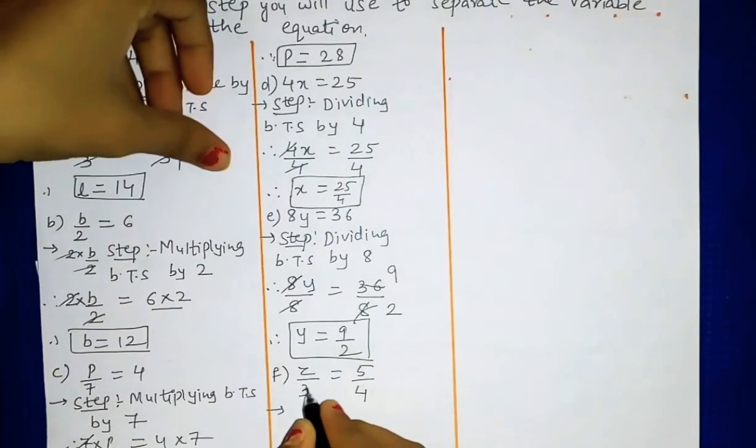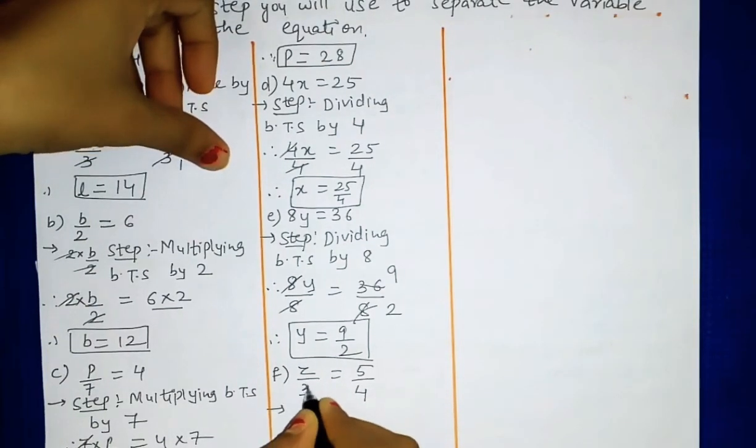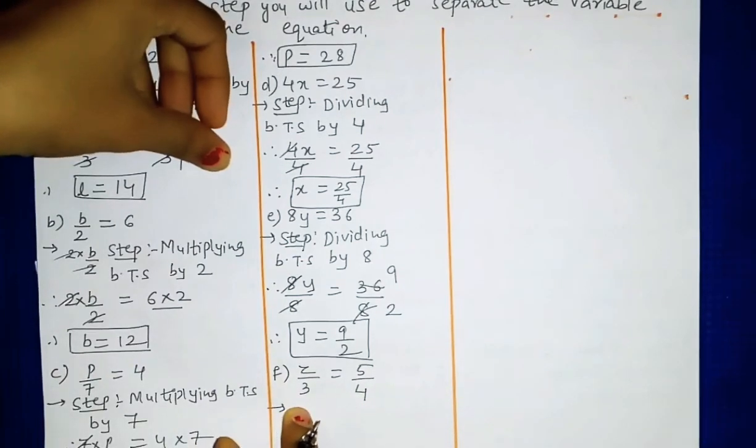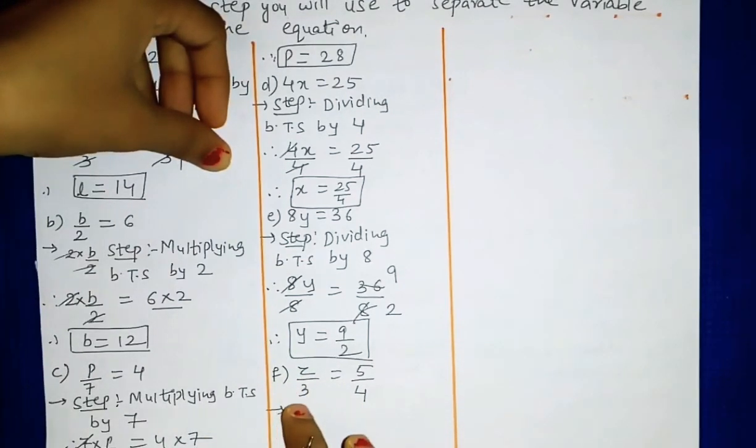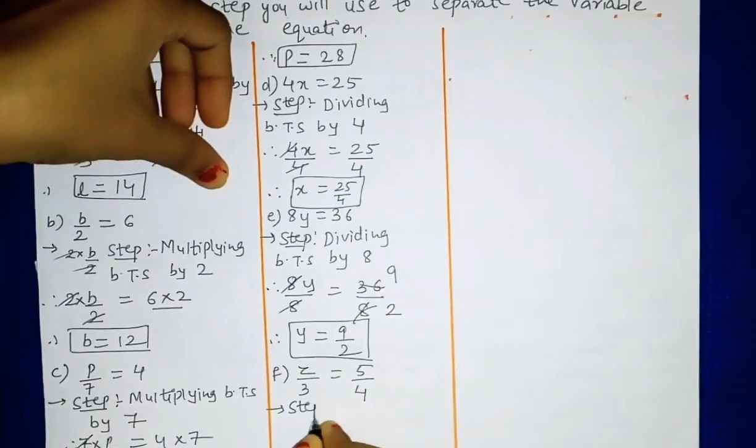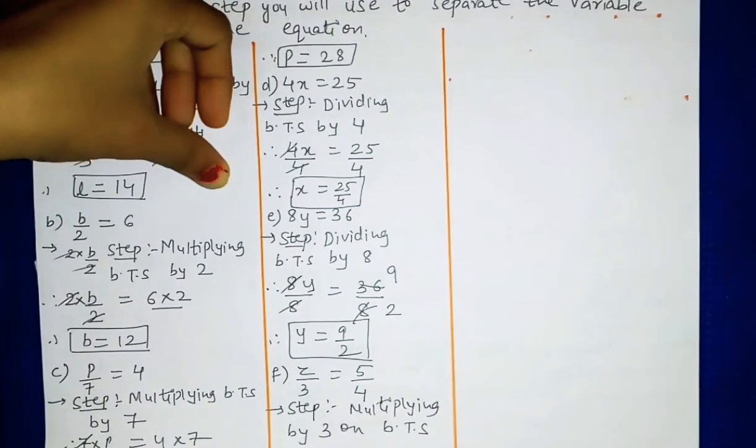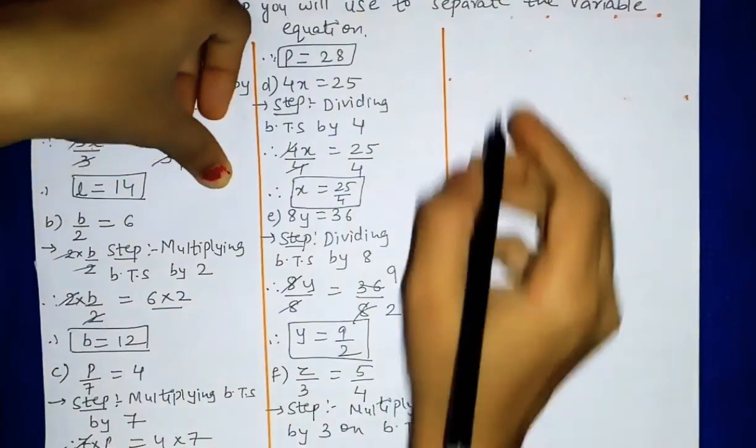Okay. So here it is z upon 3. Means this 3 is in division. So now we have to do multiplication to remove this 3. So that 3 we will multiply on both sides. Okay. So we will multiply here also and here also. So our step will be multiplying by 3 on both the sides.